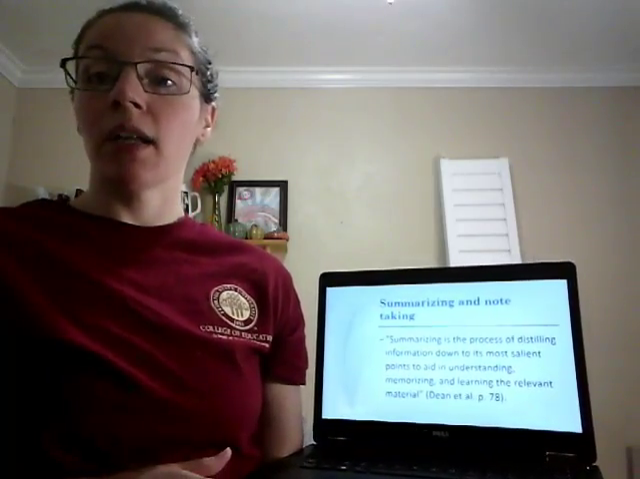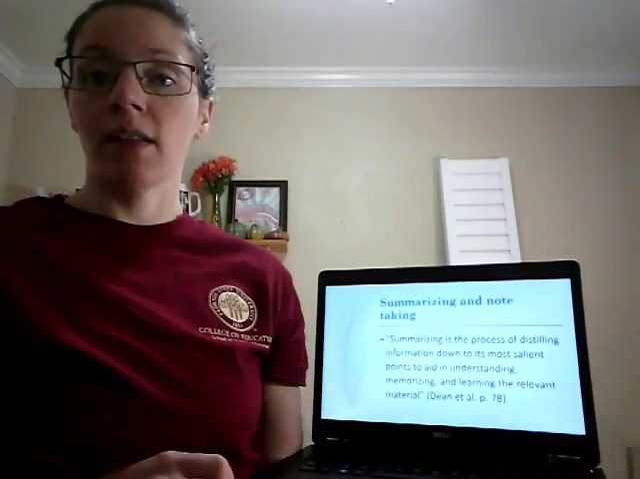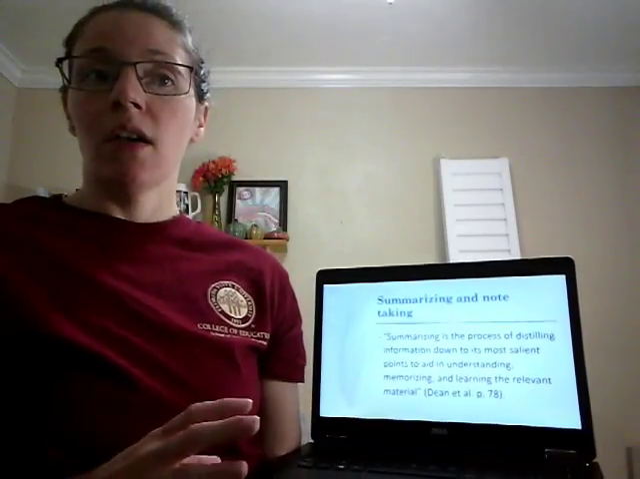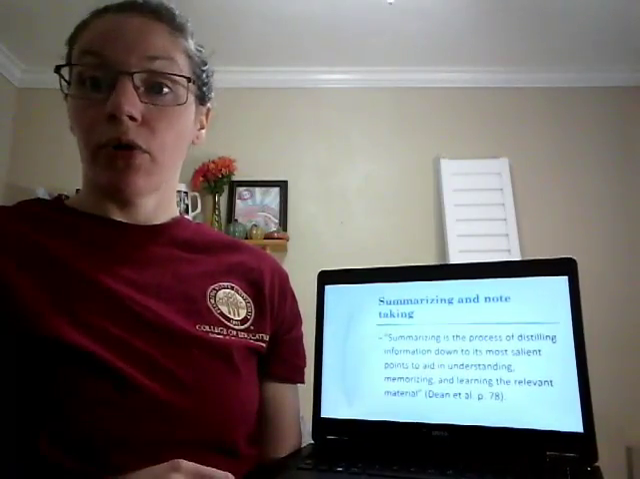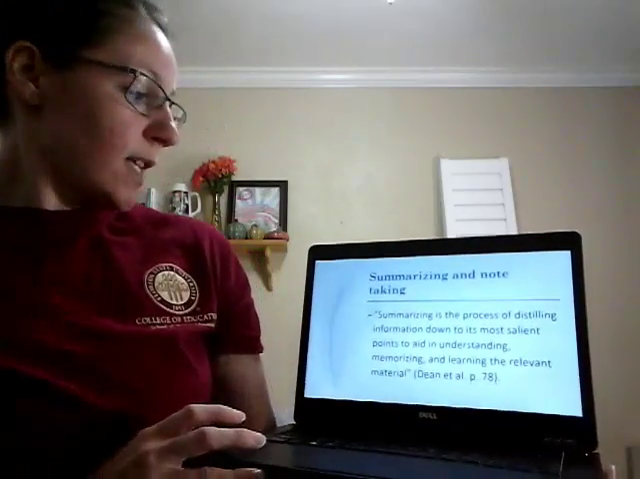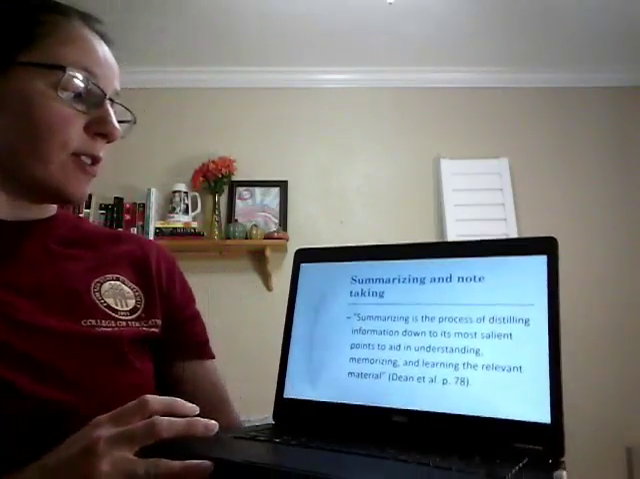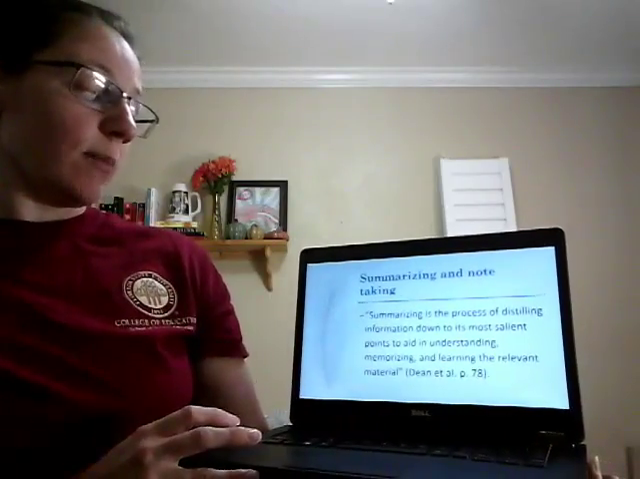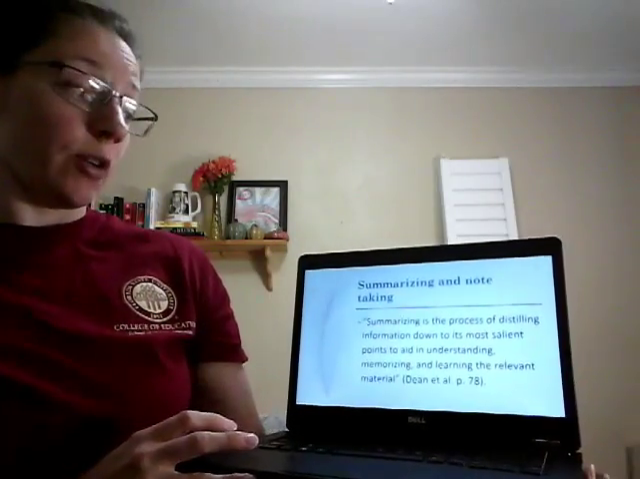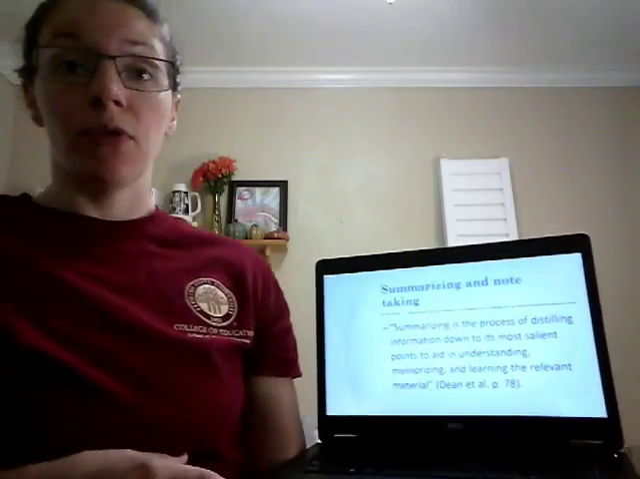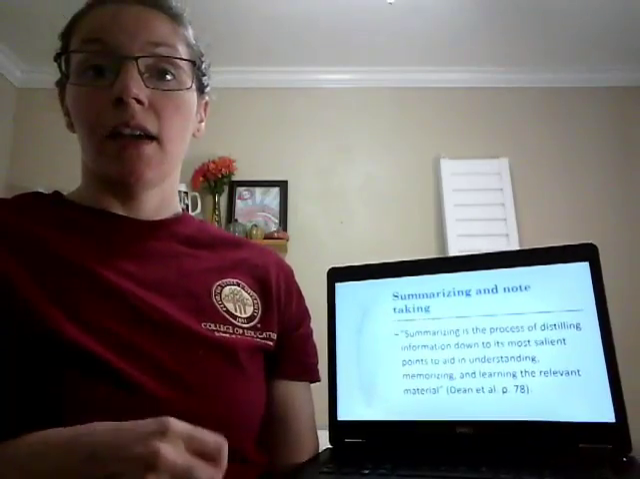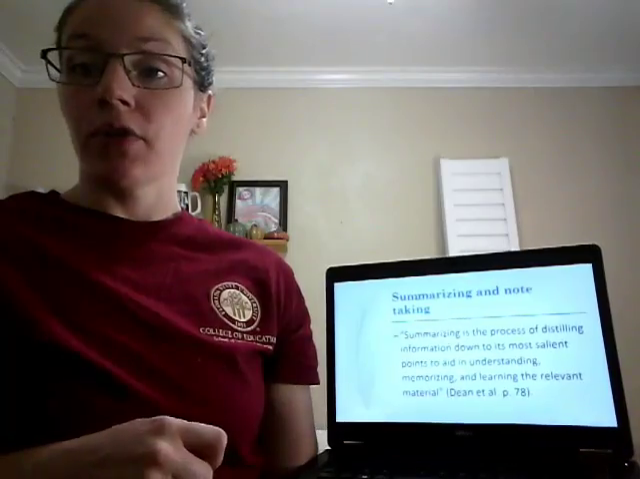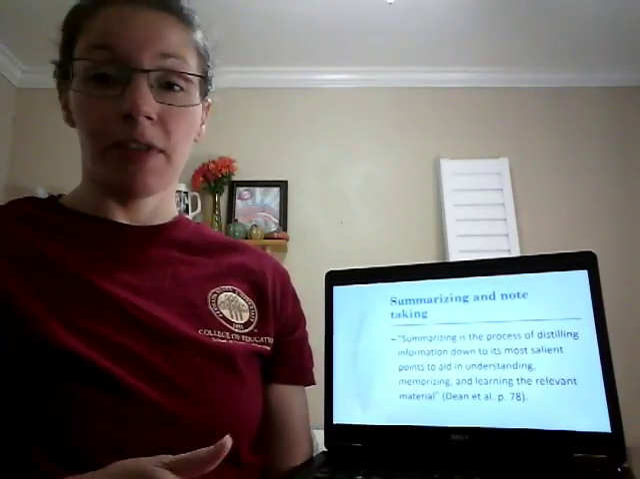Most recently, we've been looking at the structure of a text and why the author might be placing things in a certain order. So Dean et al. says summarizing is the process of distilling information down to its most salient point to aid in understanding, memorizing, and learning the relevant material. So at the end of it, they're able to look back at the summary and see why the author might be structuring a text a specific way, if that's what we're focusing on.